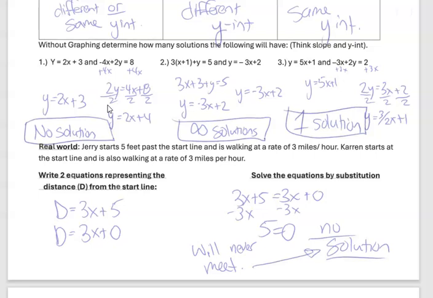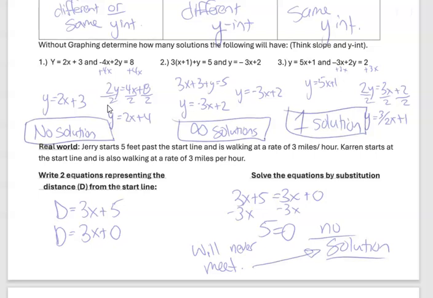Next, it says solve by substitution. So when you solve by substitution, you end up getting the variables disappearing and you get 5 equals 0. So that's weird. It seems like there's no solution. But if you actually think about the problem, if one person is walking 3 miles an hour, another person is walking 3 miles an hour, and one person is 5 miles in front, they will never end up at the same exact spot. One person is always going to be 5 miles ahead of the other person. And that is why this comes up saying no solution. There's no time when they're going to be at the same exact place.